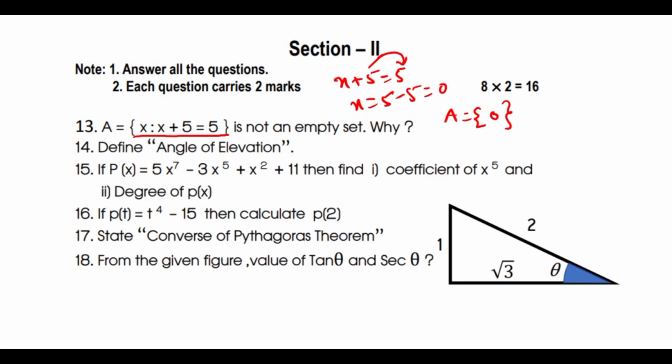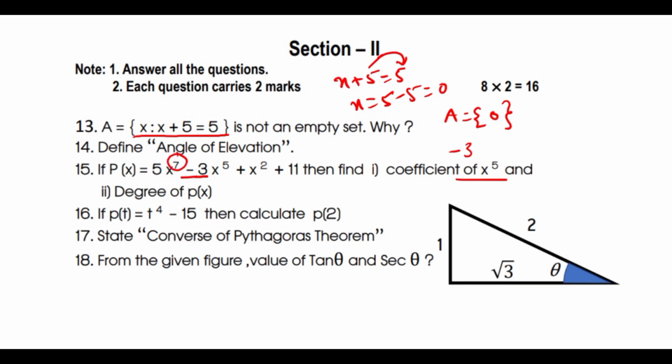And the next question, number 15, a direct question from the textbook. So coefficient of x power 5. The x power 5 coefficient here is minus 3. Generally most of the students will write only 3. No, that is wrong. Minus 3 is the answer. And the degree of p of x, that is the highest power, you can see here 7.